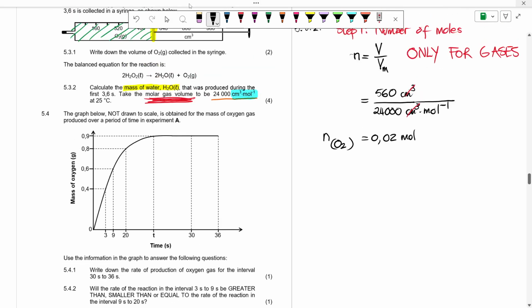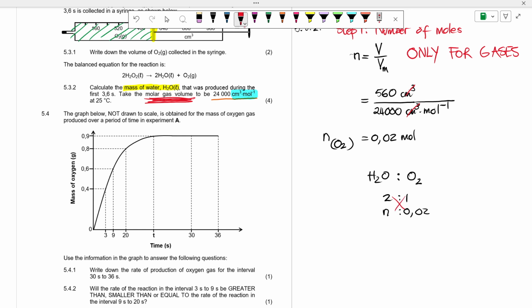Then I can go straight into the ratios. I'm looking for the mass of water, so I need to compare water to oxygen. So water is to oxygen. That's how we do ratios. Then I go to the coefficients, 2:1. Then I know the moles for oxygen is 0.02. Then I can put n or x for water.